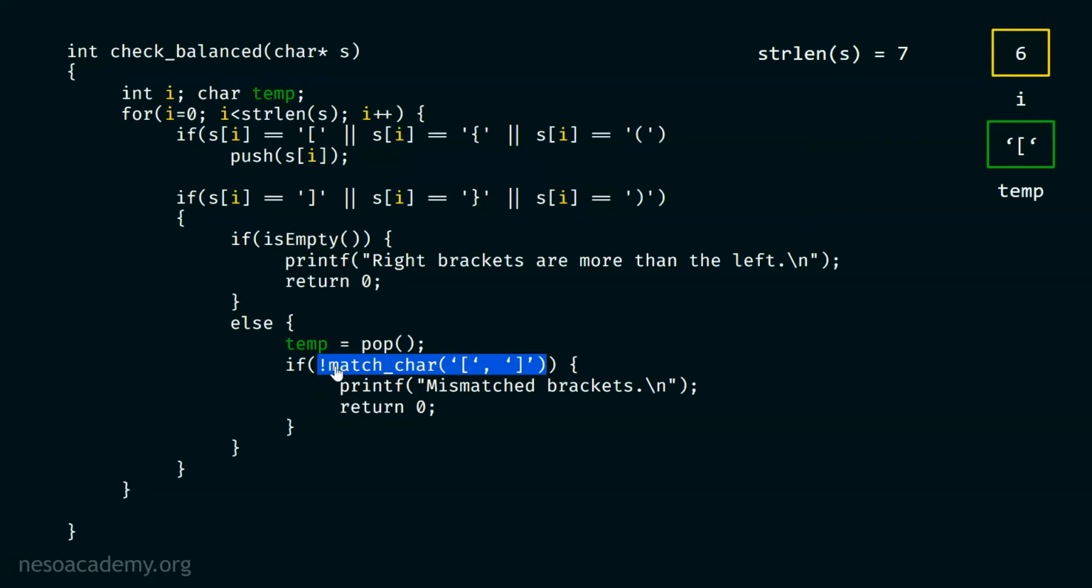Because this is not of 1. Not of 1 means not of true. Not of true means false, right? We know that this condition is not satisfied, therefore we will not print this message mismatch brackets. After this we have to increment this variable I, which means we make it 7. And then we must check this condition: is 7 less than 7? We know that the condition is not satisfied.